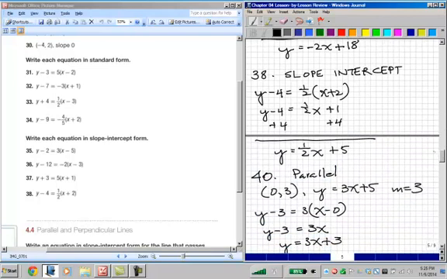38, slope-intercept form. Y minus 4 equals 1/2 times the quantity x plus 2. Distribute. Y minus 4 equals 1/2 x plus 1. Add 4 to both sides. Y equals 1/2 x plus 5.